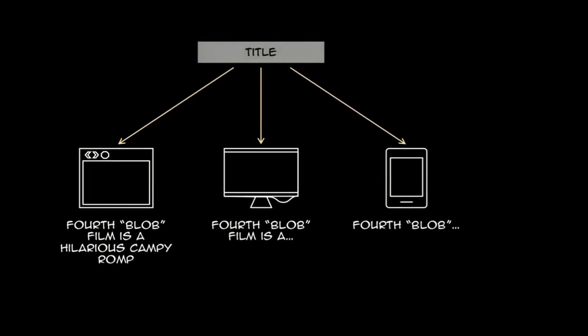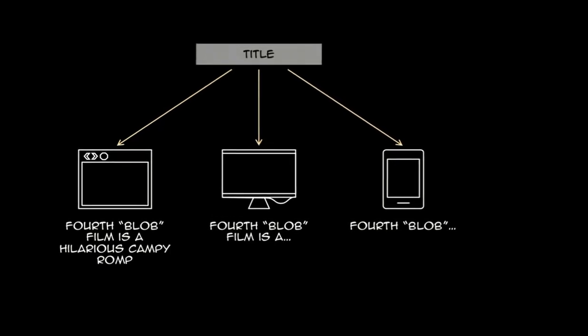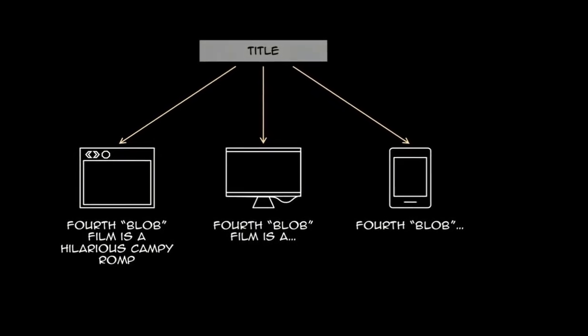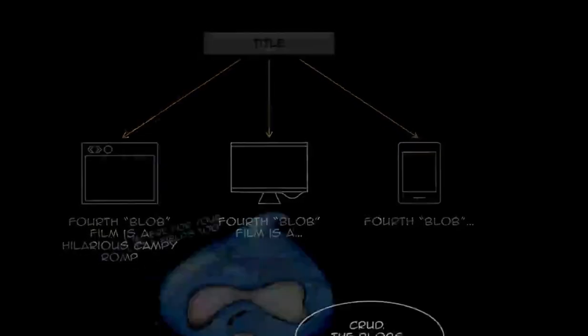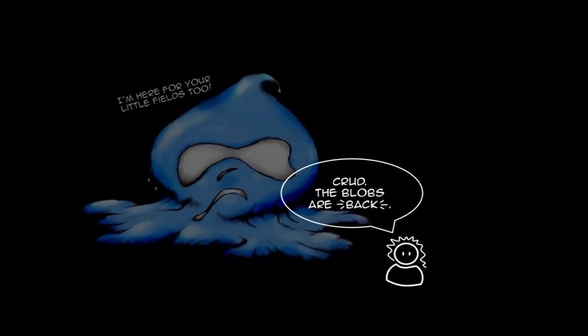Fourth Blob Film Is a Hilarious Camping Prompt. But then on different devices, it gets cut off again. And suddenly we don't know what this post is about, especially that last one. Is there another blob that just washed up on the Atlantic or something? And then the blobs are back for our little fields too.